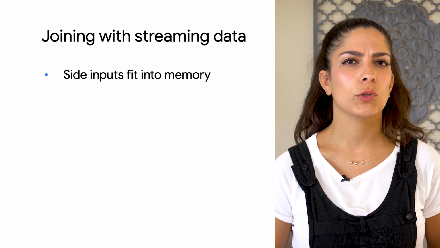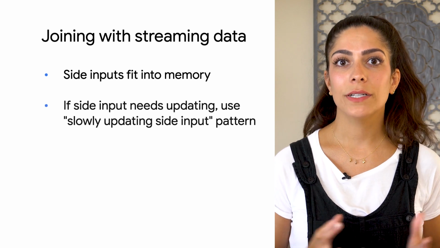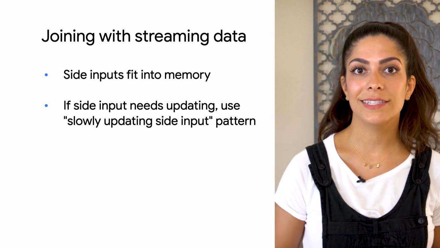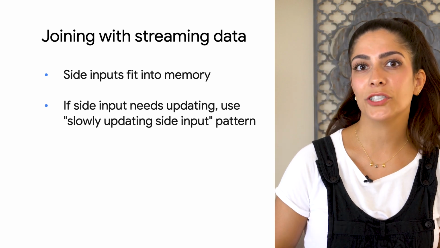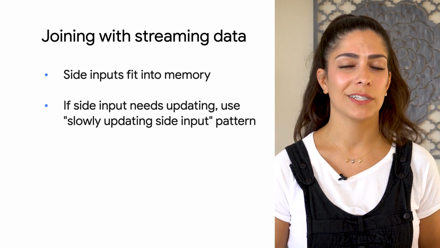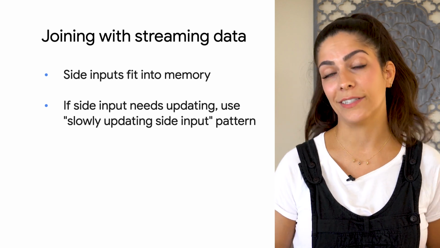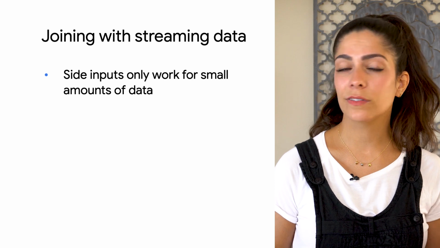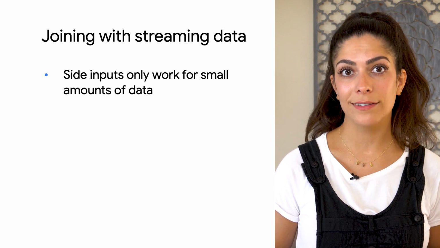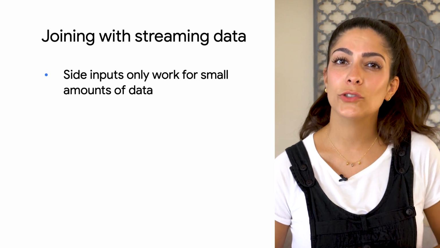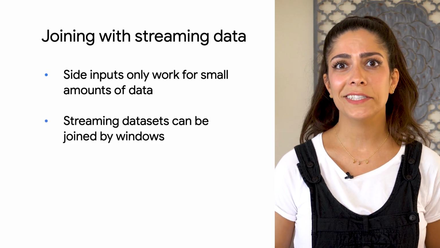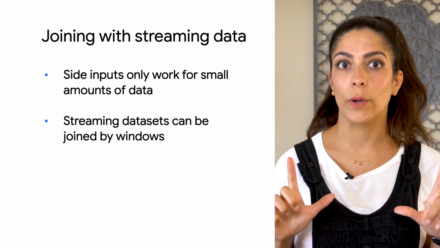I'll put a link that has some more details in the description, but it's essentially just an additional step to update the side input. Since the data is stored in memory, it's most efficient to only update this when you need to, which will depend on what type of data you're storing. If you're joining your streaming data with something larger than a side input and it updates regularly, then you're looking at joining two sets of streaming data. In that case, you'll need to consider how your data is being windowed.